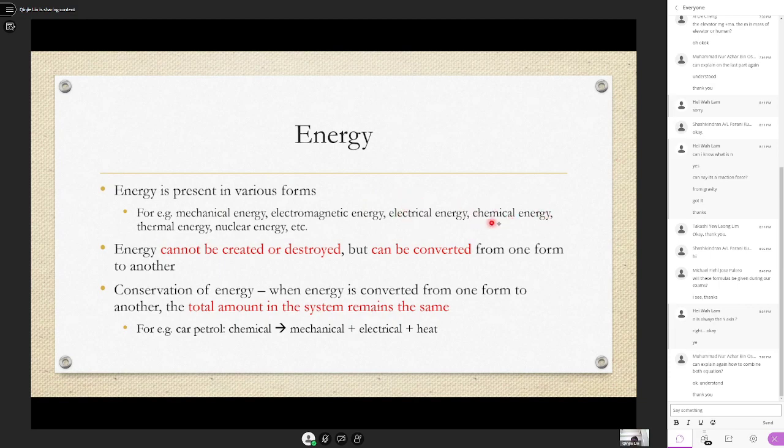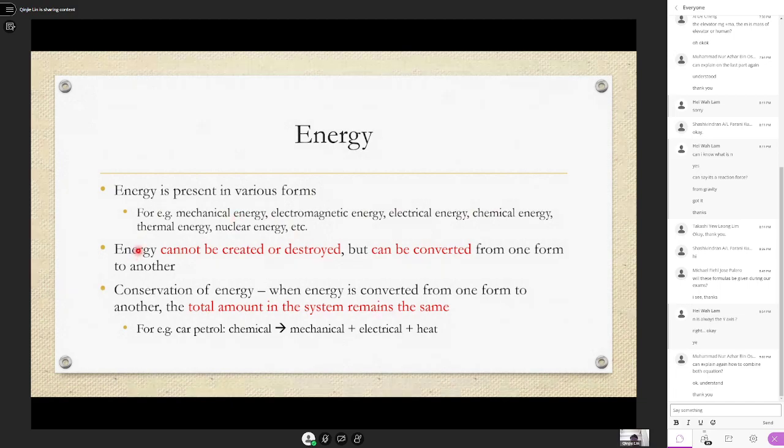Chemical energy, these are energies that are stored in batteries. Even the AA battery that you see is chemical energy. The fuel also, diesel, petrol, all chemical energy, because they are chemical. Thermal energy is basically just heat energy. Nuclear energy, I'm sure you all know what it is. It's just energy based on the nucleus.